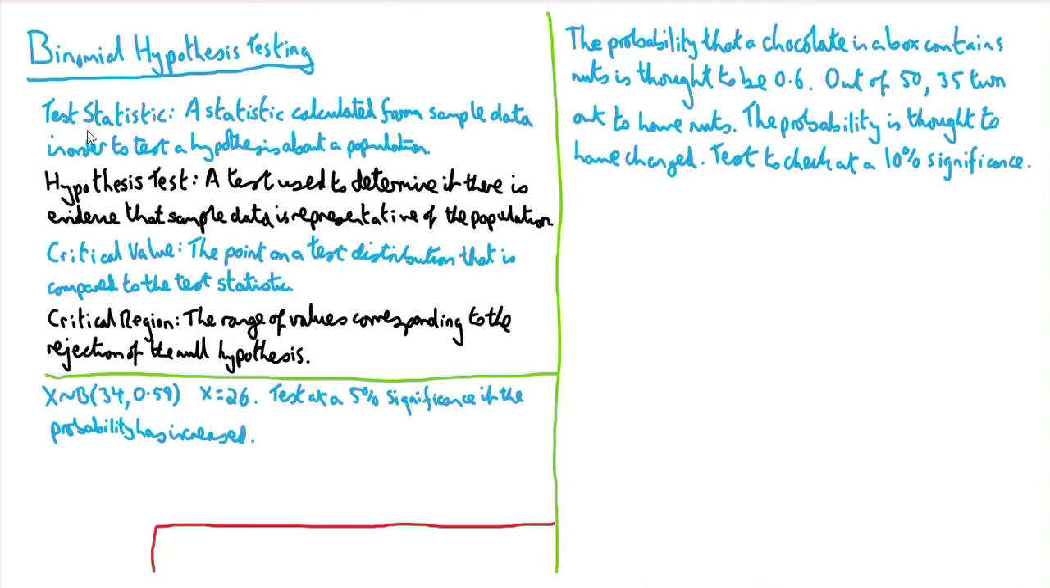Meanwhile, a hypothesis test, which again is the whole name of this part of the topic, so it's probably best we know what it means, is a test used to determine if there is evidence that sample data is representative of a population. So when the statistician has gone out and done their research, unless they're doing a census, they will not have looked at every single person or every single thing within that population. They will have selected a sample group, which in theory should be representative, and then taken the data from that and come up with a conclusion.